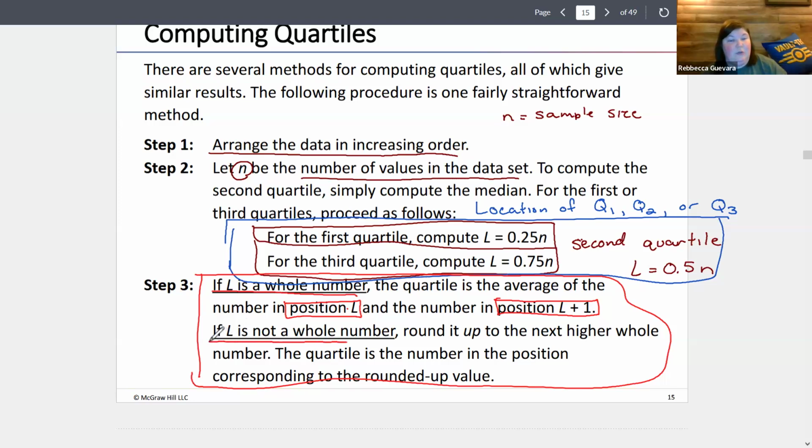If L is not a whole number, we are going to round up to the next whole number, and the quartile is the number in the position corresponding to the rounded up value. So in that case, if I find L and it's like 11.7, then I'm going to round it to 12, and I'm going to count until I find the number in the 12th position, and that would be the quartile that I'm looking for.